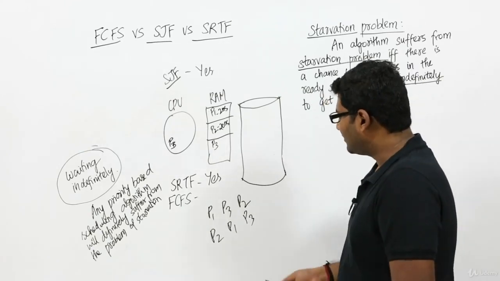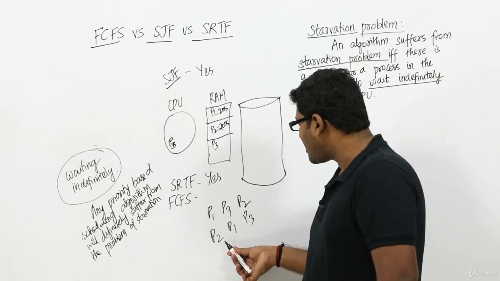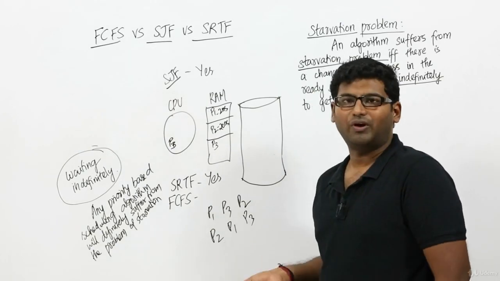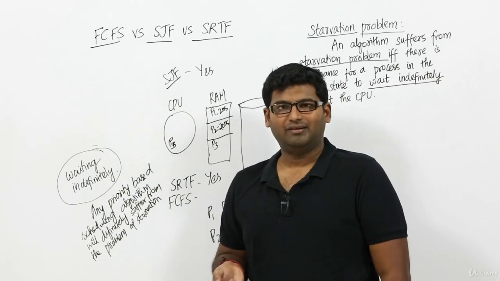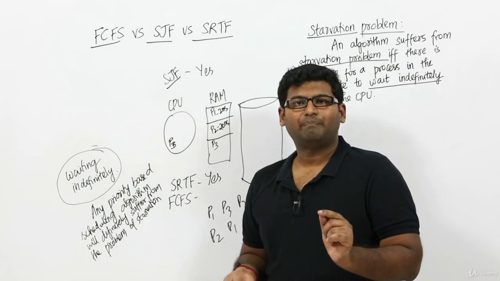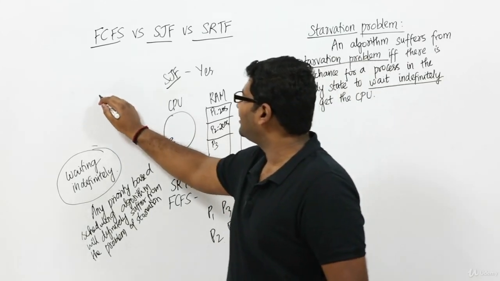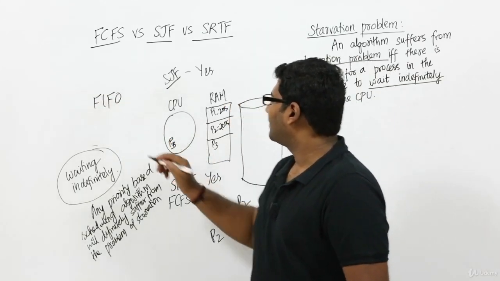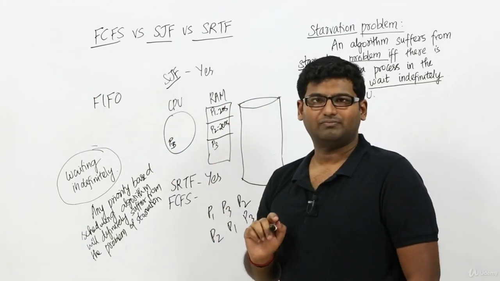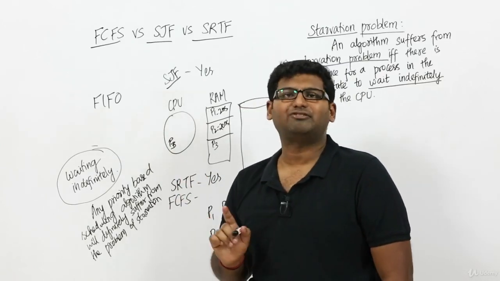Now you cannot say that there is a chance for process P2 to starve. Why? Because without executing process P2, you cannot execute process P1. If you are not executing any of those, why would you keep the CPU idle? It's quite straightforward. One simple way to understand the starvation problem: any algorithm which follows the concept of first in first out, which means the first process which came into the RAM will go out of the RAM first, will be starvation free. Such algorithms will not have the starvation problem.